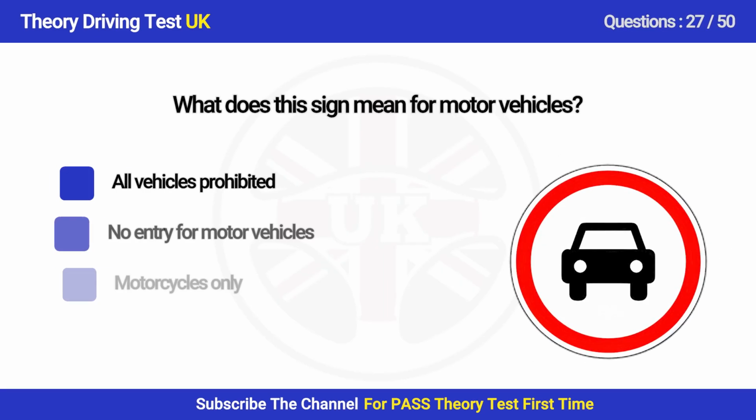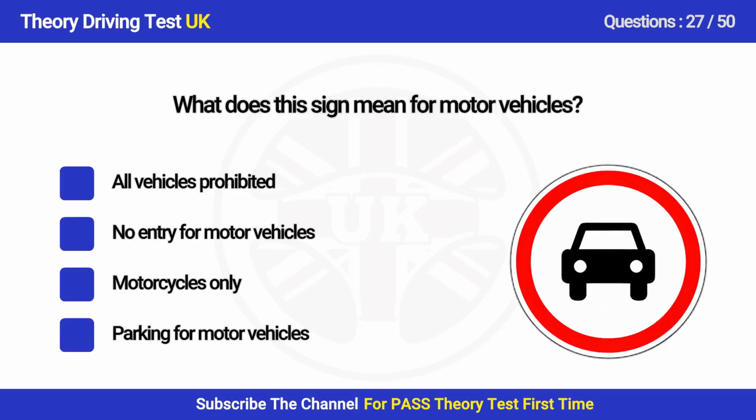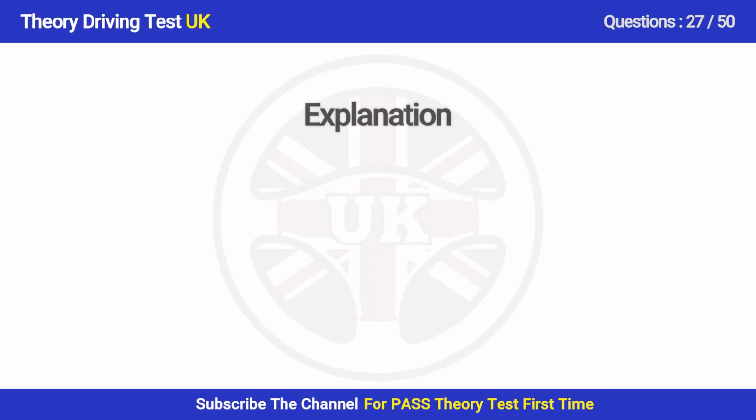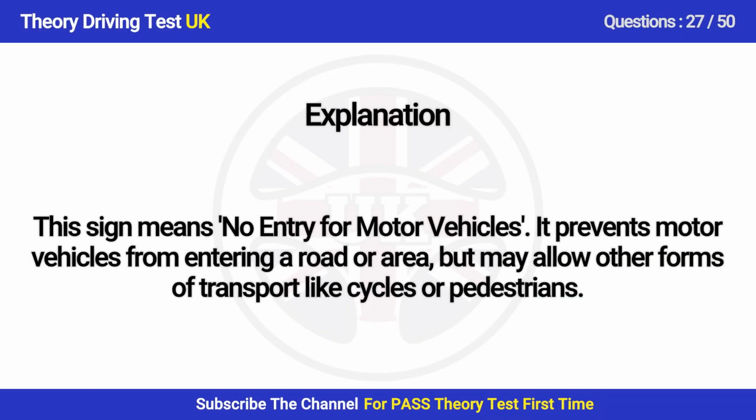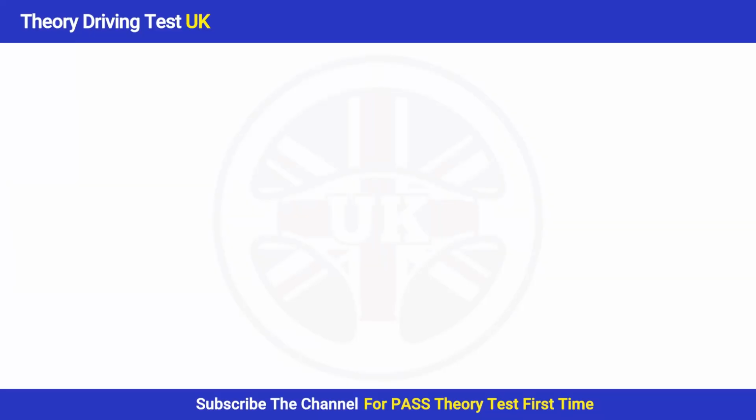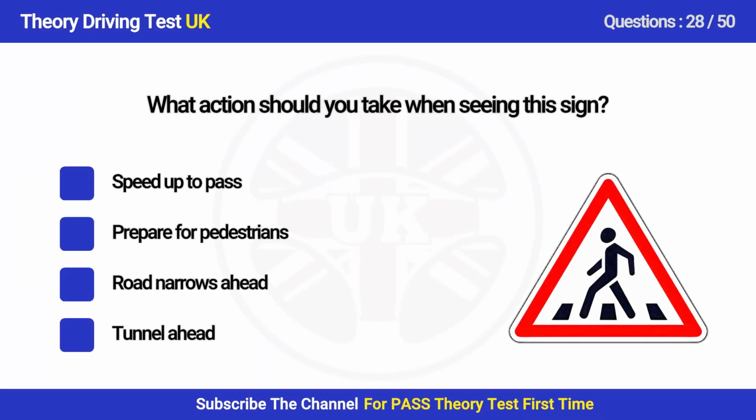Question 27. What does this sign mean for motor vehicles? A. All vehicles prohibited. B. No entry for motor vehicles. C. Motorcycles only. D. Parking for motor vehicles. Answer is B. No entry for motor vehicles. This sign means no entry for motor vehicles. It prevents motor vehicles from entering a road or area, but may allow other forms of transport like cycles or pedestrians.